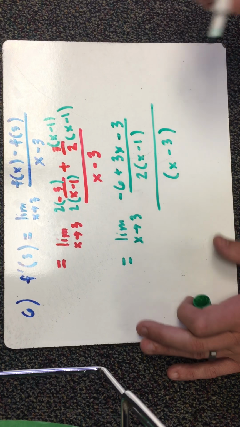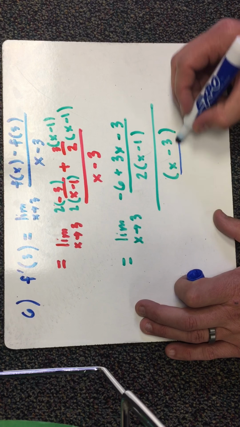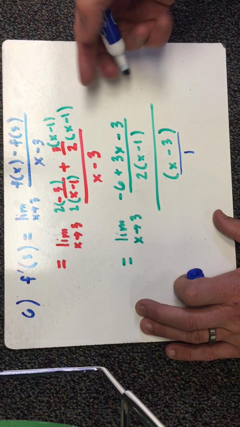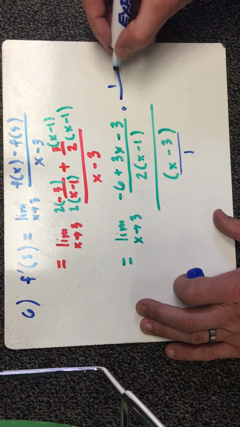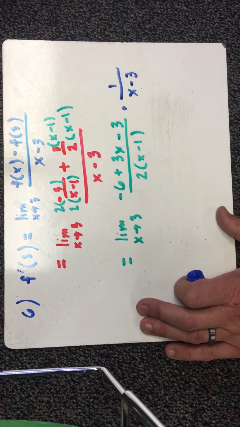Alright, and then I'm going to save myself a little bit of work. I have the whiteboard. I'm going to put this over 1 and I'm going to multiply by the reciprocal right here. And then I'm going to erase that stuff in the bottom so I don't have all that extra stuff.